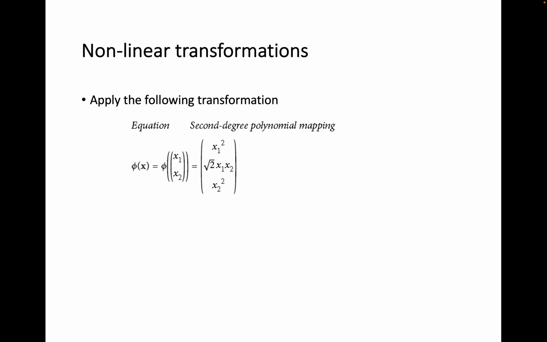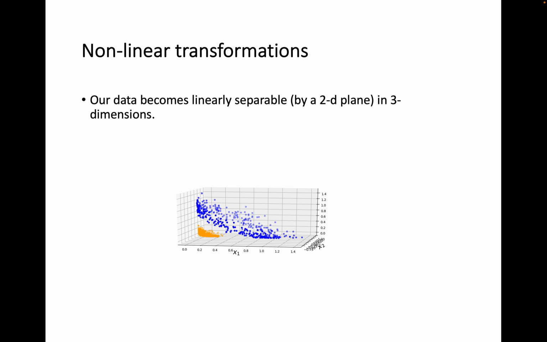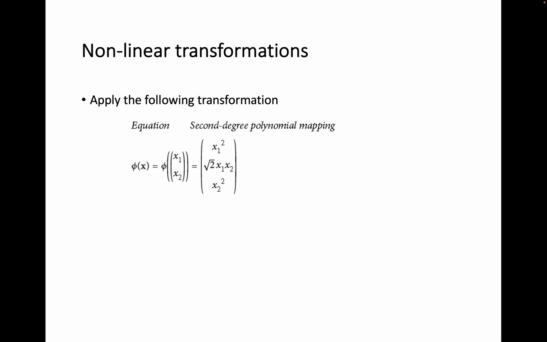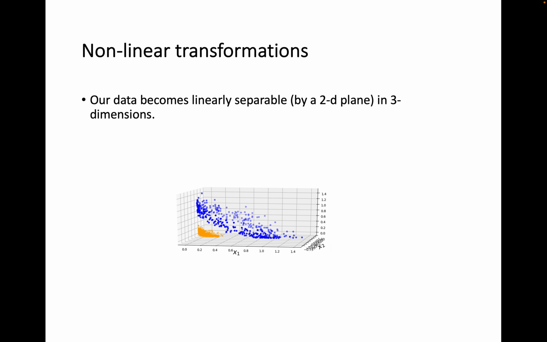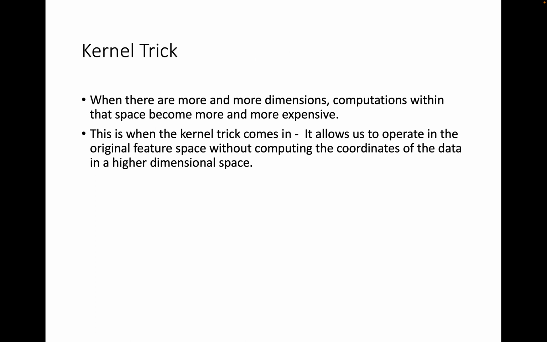Non-linear transformations. Apply the following transformation. Equation, second degree polynomial matrix. x1, x2, something that they are doing. Root 2 x1 x2, x1 whole square, x2 whole square, a matrix is formed. I don't know. Non-linear transformations. Our data becomes linearly separable by a 2D plane in 3 dimensions. That we know. And in 2 dimensions it is separated by a 1D line.